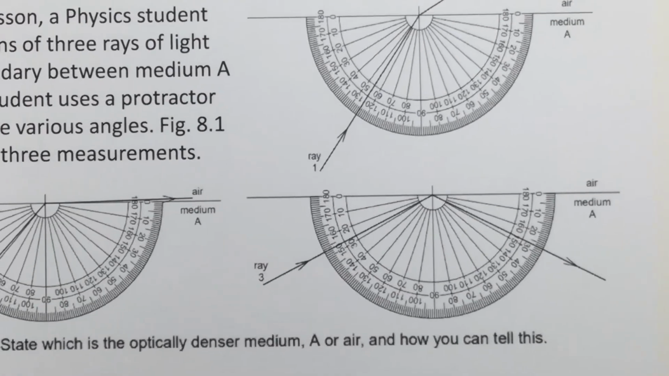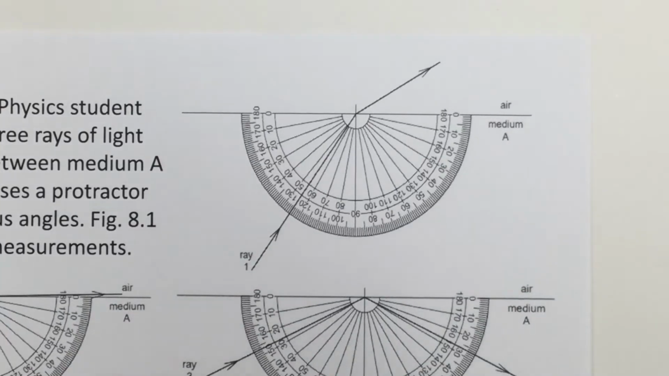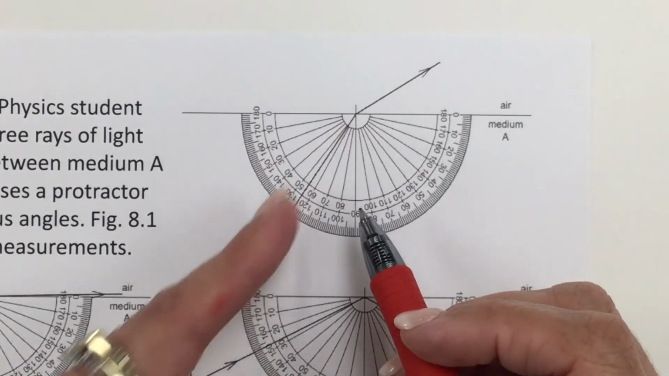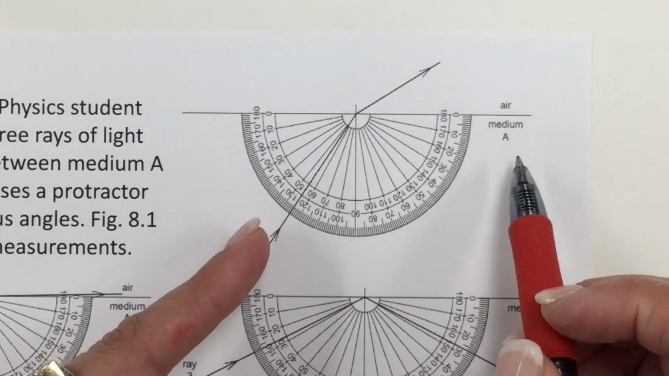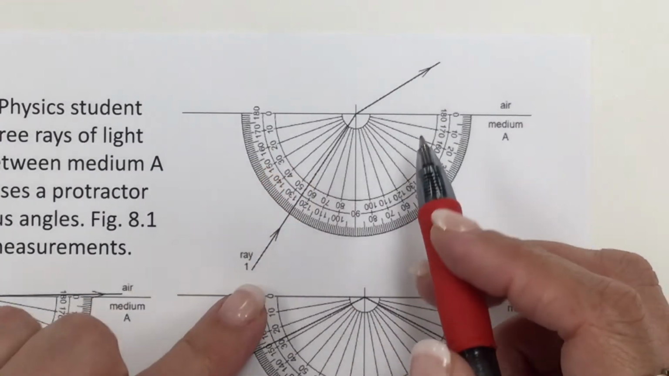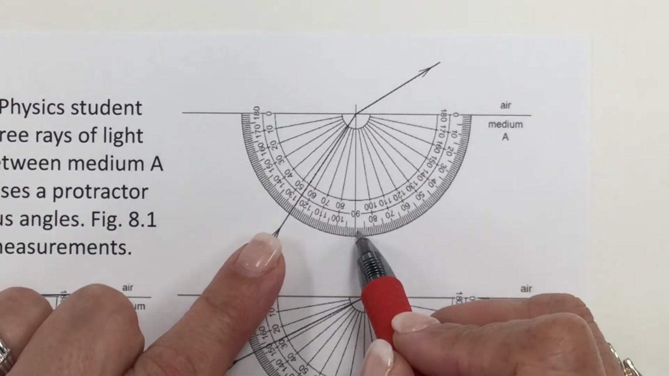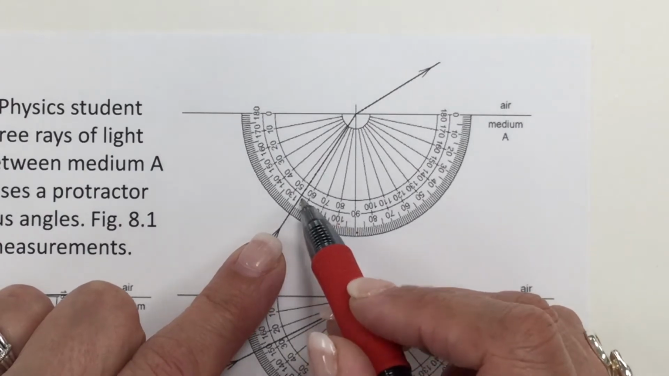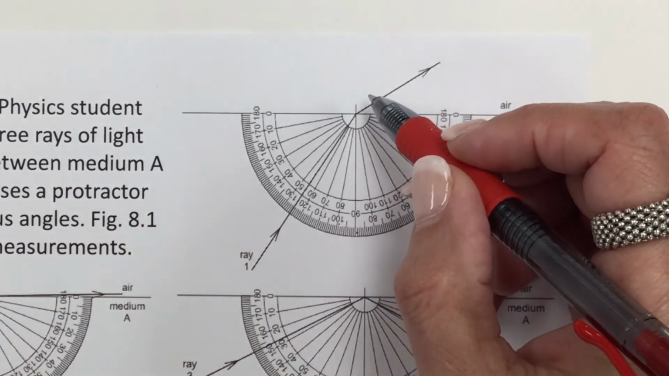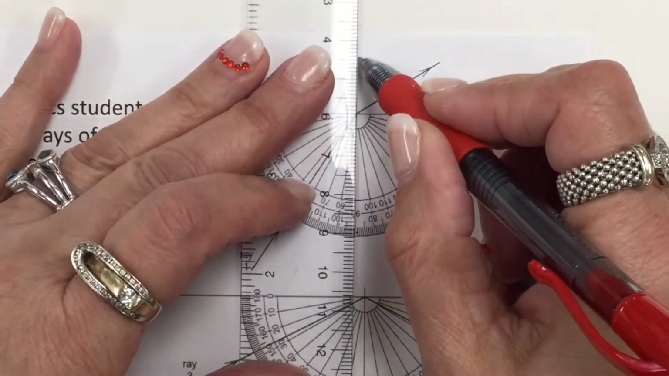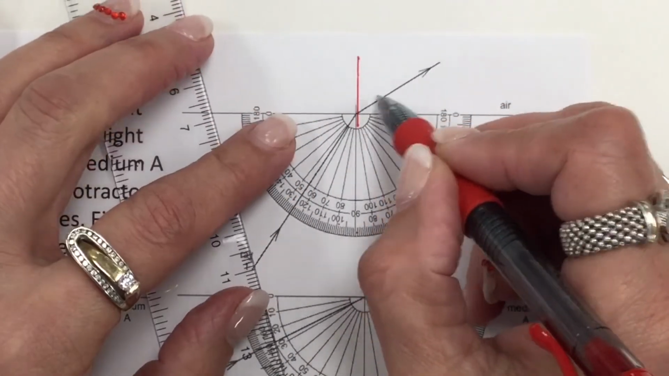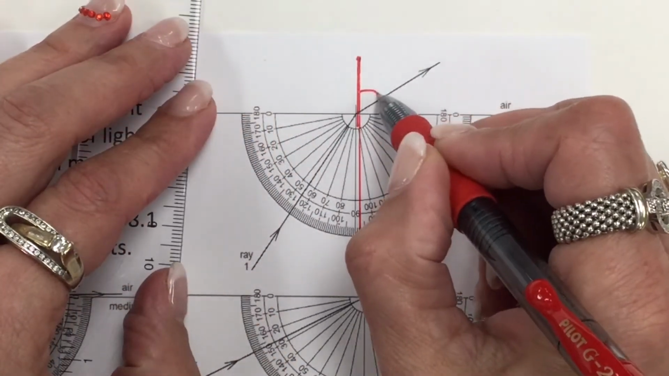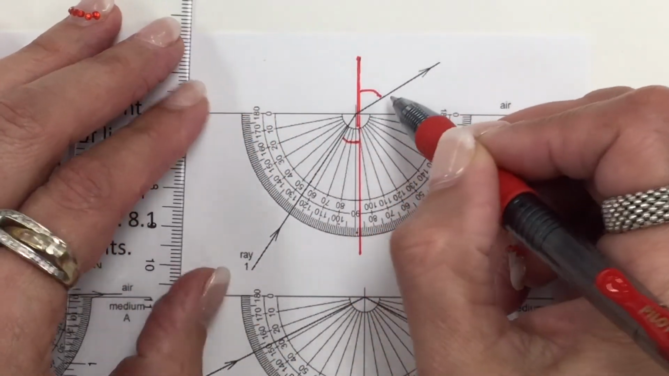To answer this question, let me look here, ray 1. So when this student shone this light from medium A to the air, the incident angle is about, let's see here, 10, 20, 30-some. So the refracted one is, this is the normal, right? This is the normal right here. The refracted one will be this angle. So this is the incident and this is the refracted.